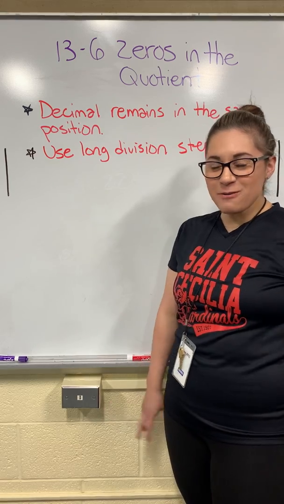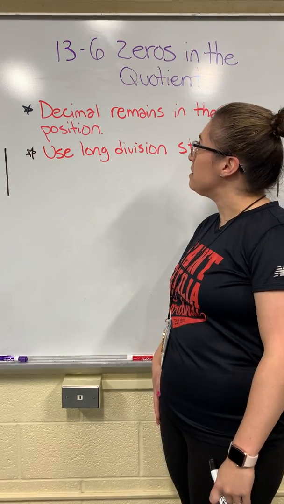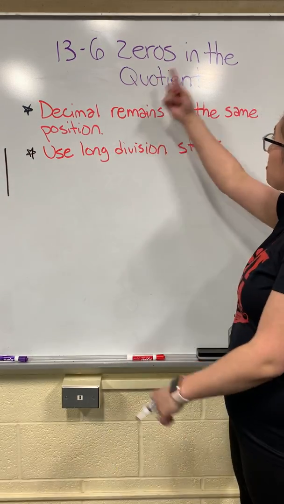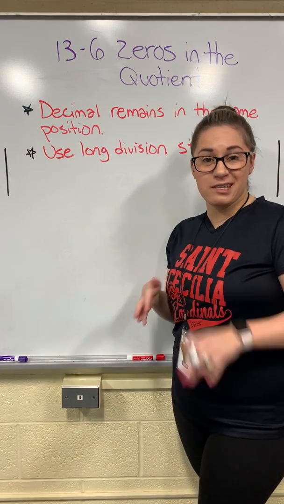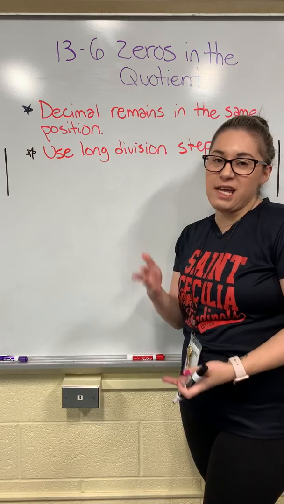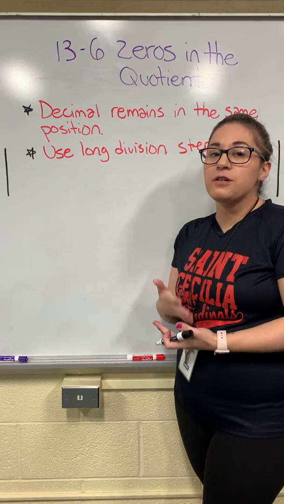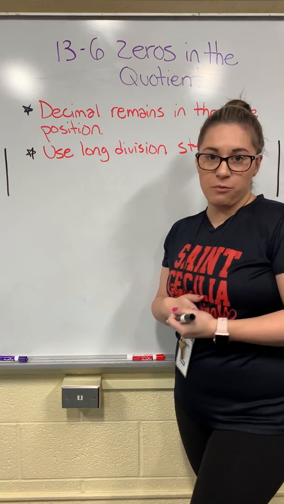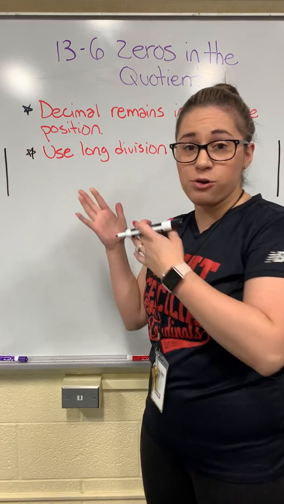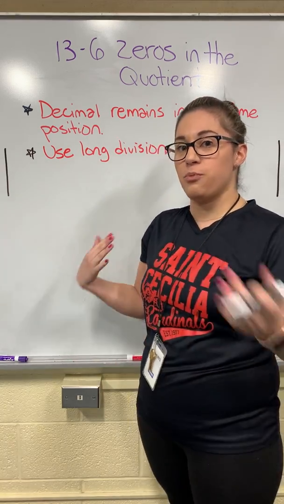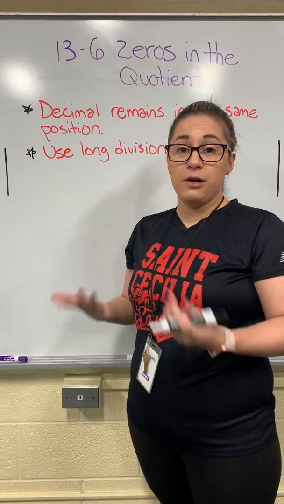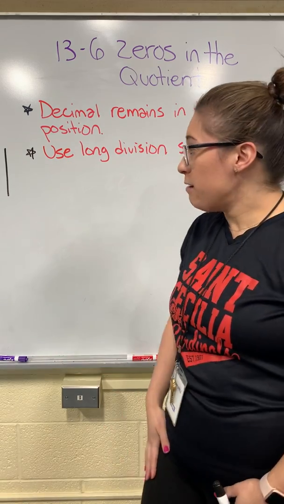Everyone. All right, so today we're going to be looking at zeros in the quotient. We saw a little preview of this yesterday in our work, but today it's going to be explicit in every single one of the problems that we do. We're either going to have zeros up in our quotient, or we're going to have zeros somewhere in our work where we're going to actually bring down another number in order to have enough to divide with, okay?